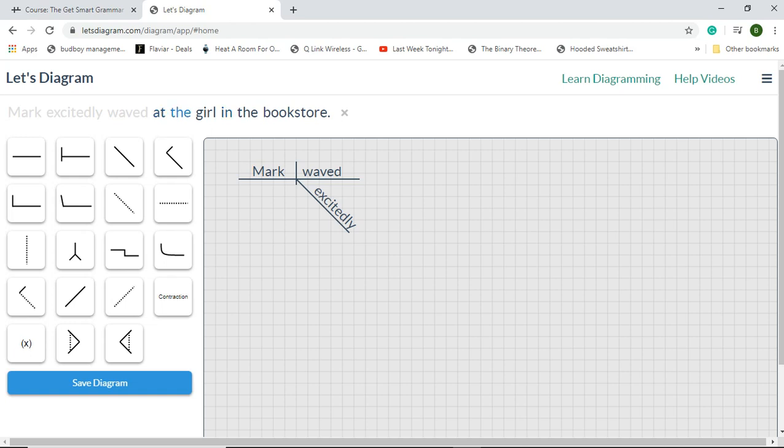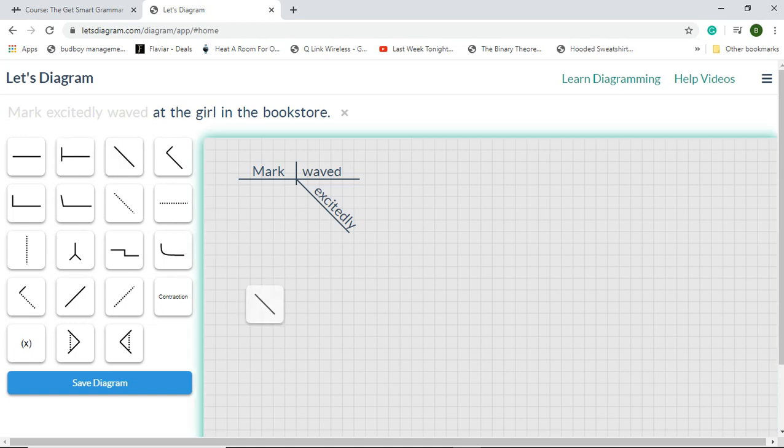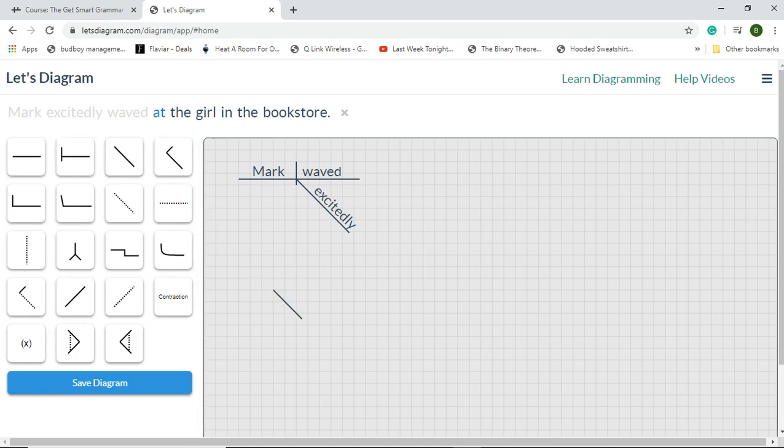At the girl is a prepositional phrase. In the bookstore is a prepositional phrase. Okay? At the girl is modifying waved. Who did he wave to? He waved to the girl. Okay? So at the girl is our prepositional phrase, and it's acting as an adverb. So at is the preposition, modifying waved. Okay?